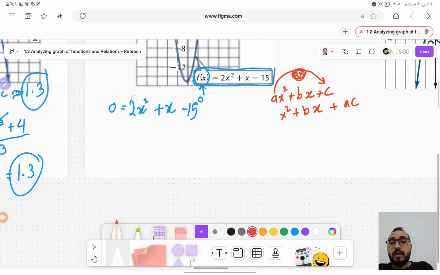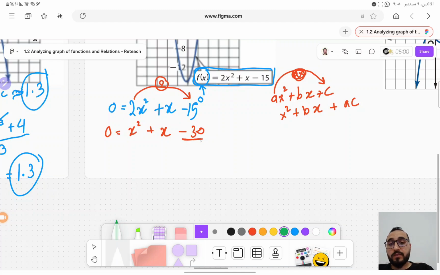Let's do the same thing. So now as you can see, a here is 2 times -15. So 2 times -15, keep the 0 equal. Now remove the 2 after we multiply, plus x minus -2 times 15 is equal -30. Okay, now find the factors of 30.